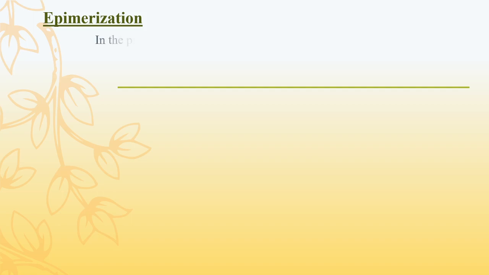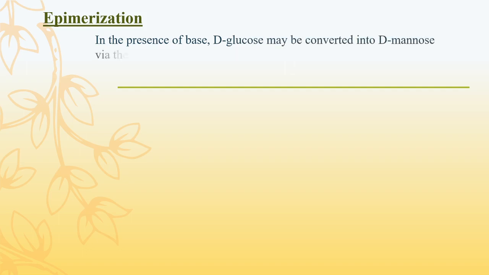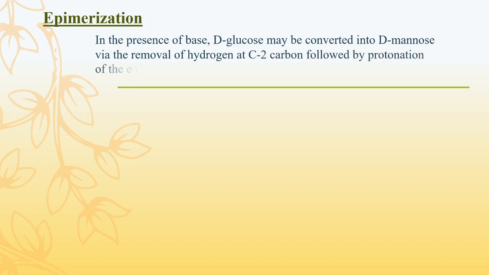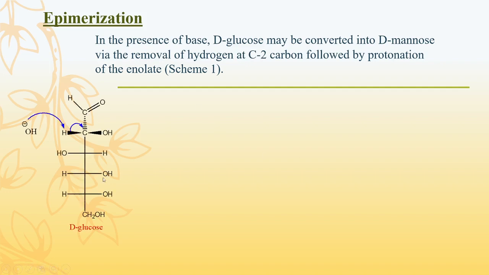So how is it possible? Let's see. In the presence of base, D-glucose may be converted into D-mannose via the removal of hydrogen at the C2 carbon, followed by protonation of the enolate. This is the structure for D-glucose. If we react this D-glucose with NaOH, NaOH is a base, so it can abstract this proton, and after the abstraction, a negative charge forms and it can be delocalized, and we get the O negative.